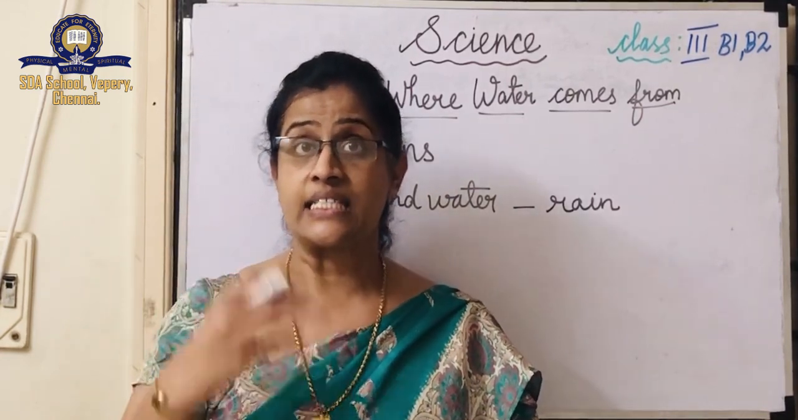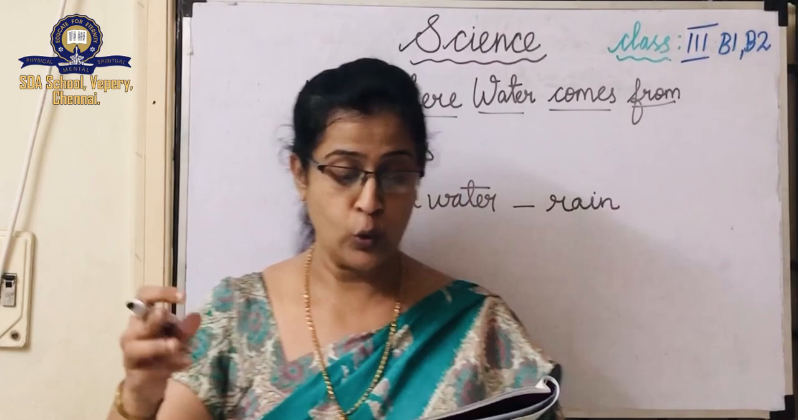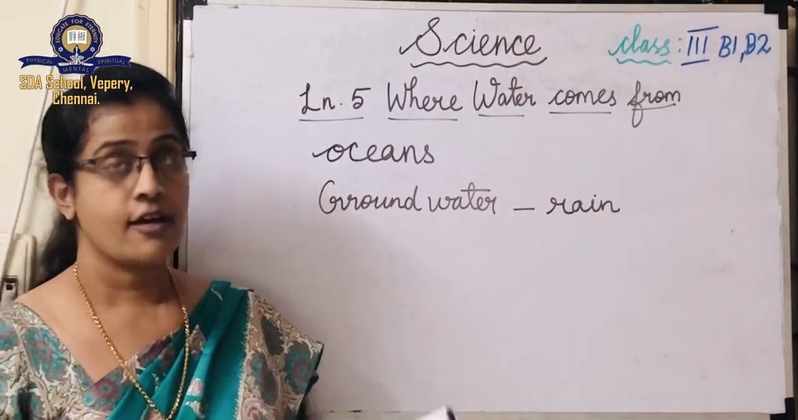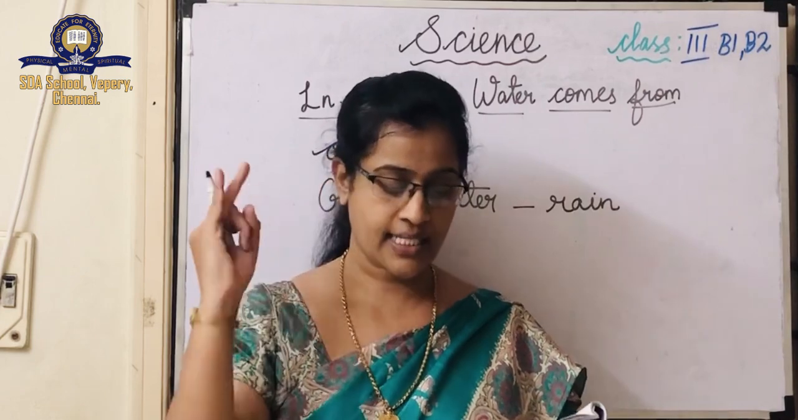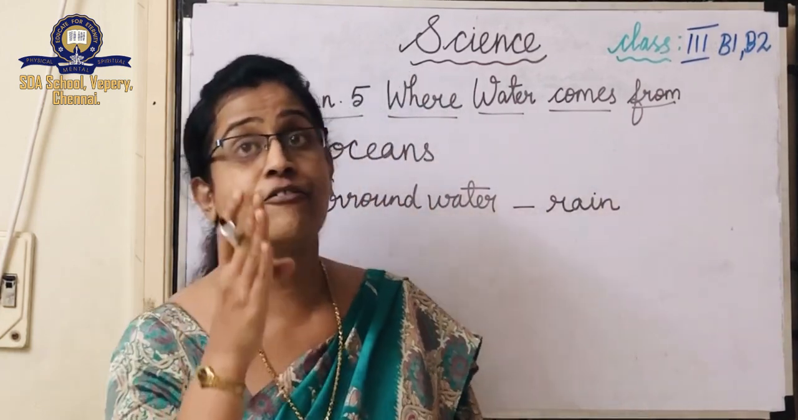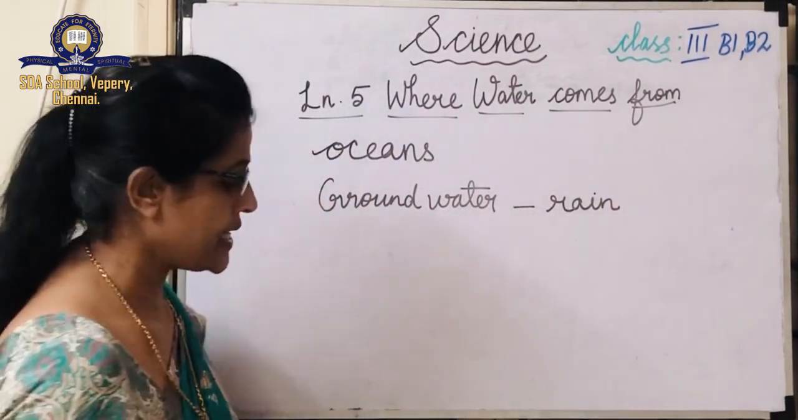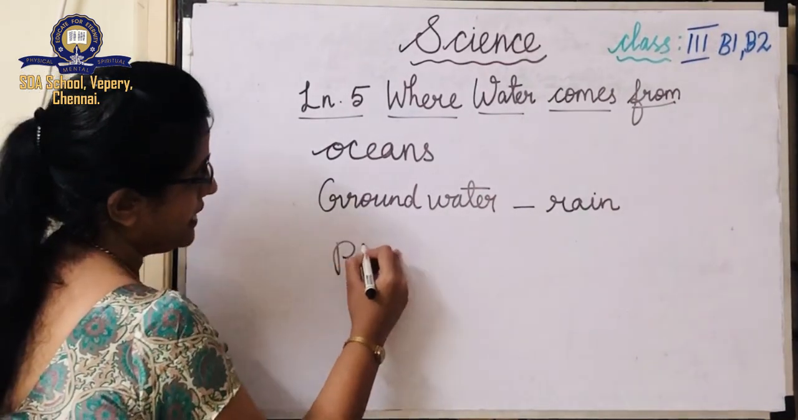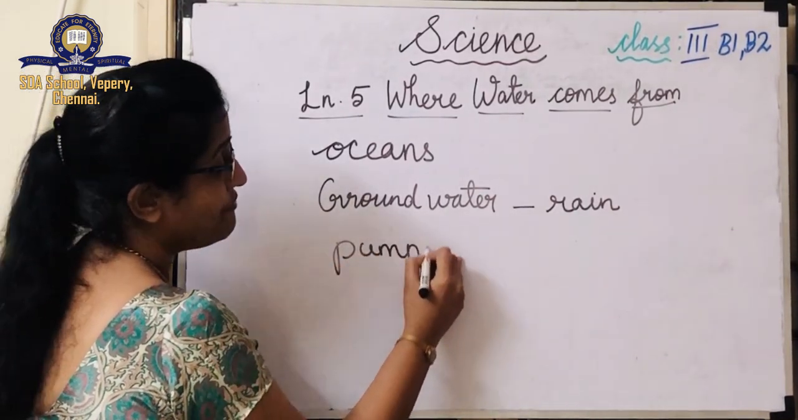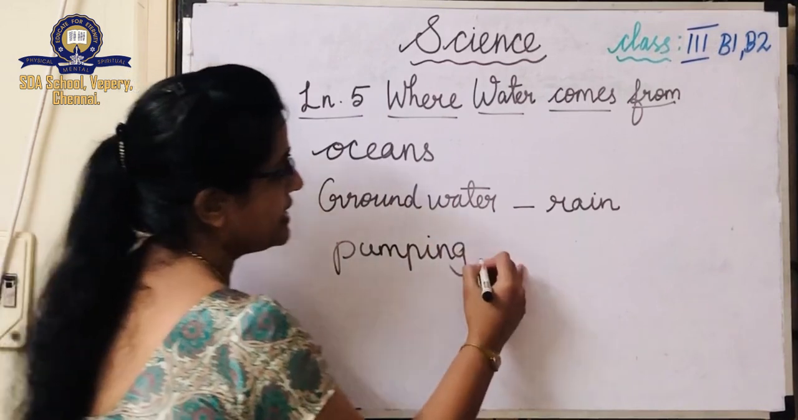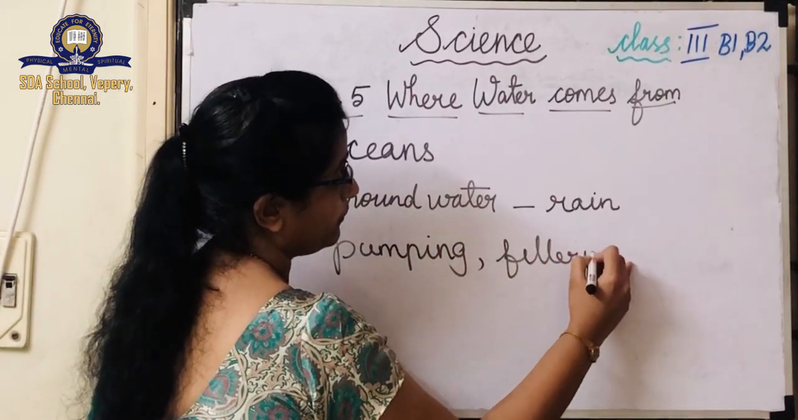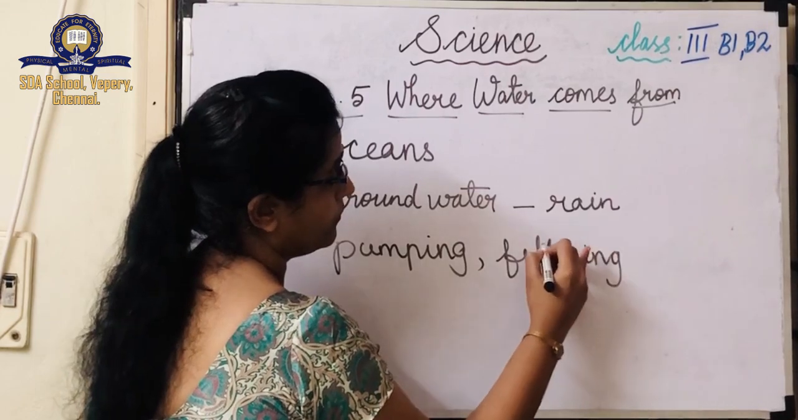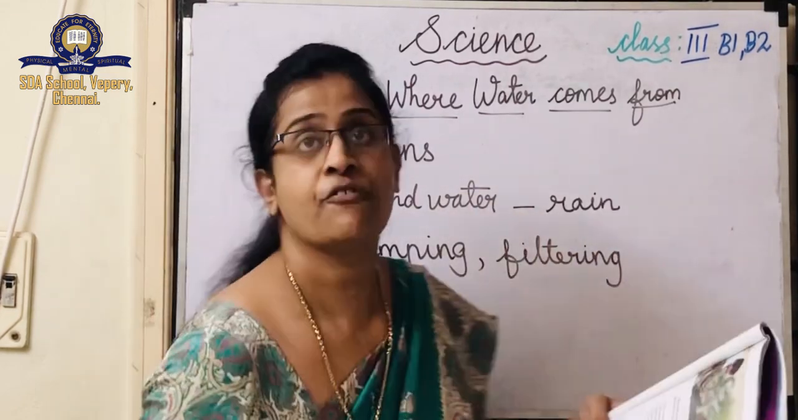Second one, it is then filtered in huge tanks. First, it's pumped out of rivers and lakes. Second step is it is then filtered. Pumping, then filtering.